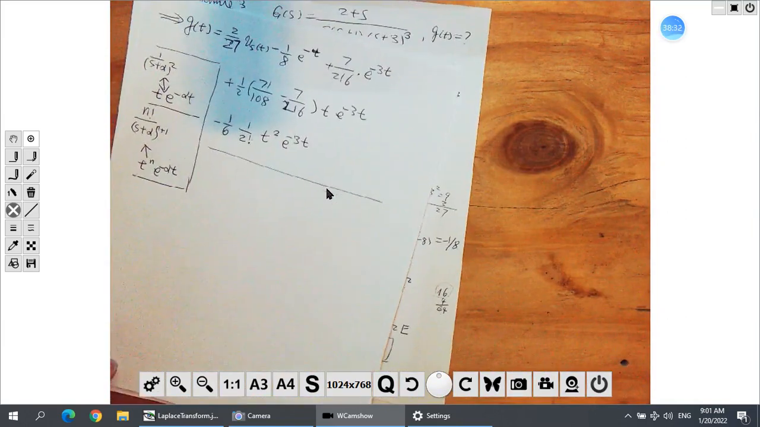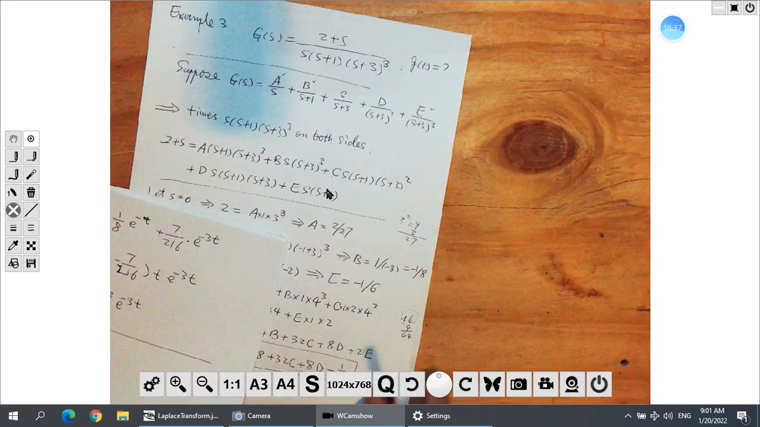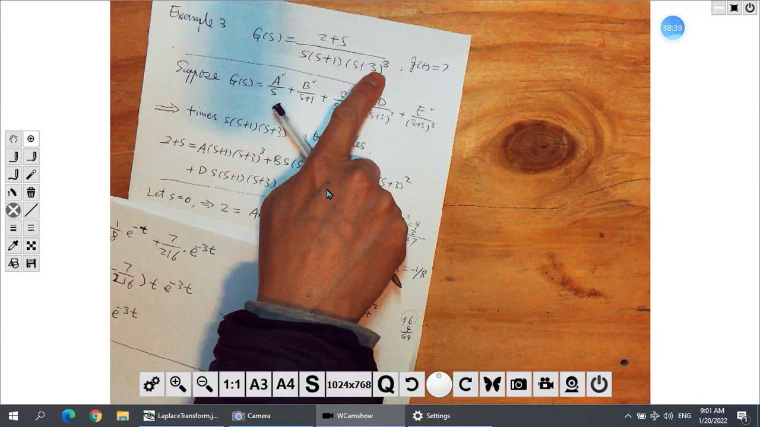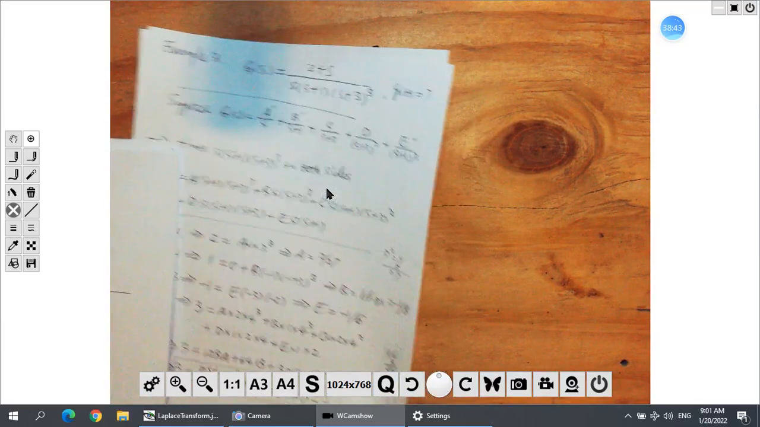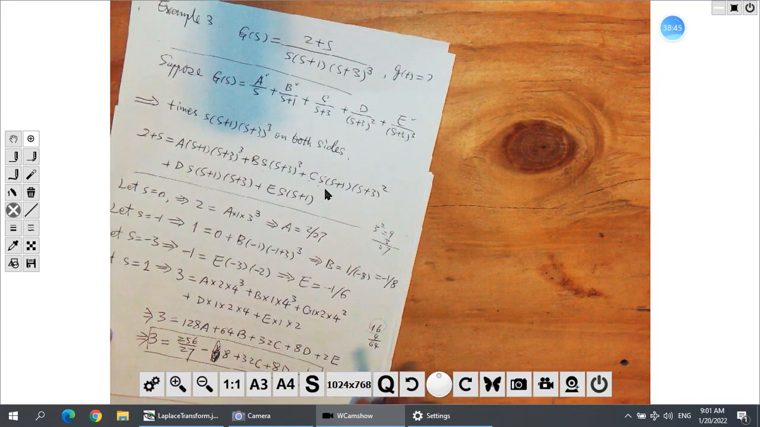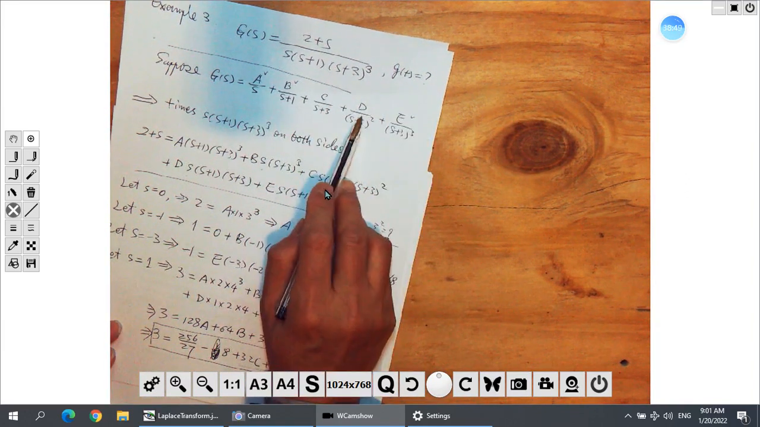All right, this is the third example. I have a cube here. Then the problem is why this one is so complex. It's just because I have this cube here. Then I have these two terms.